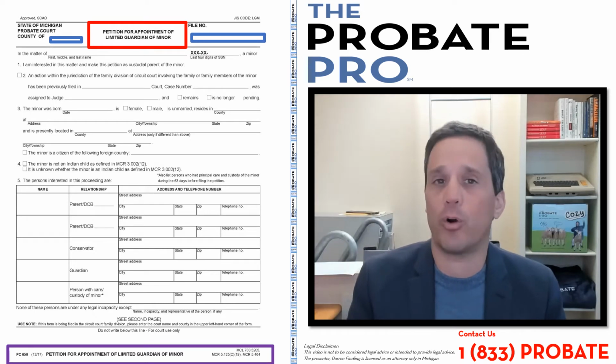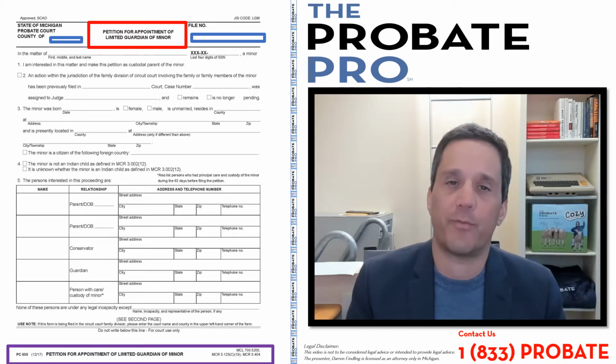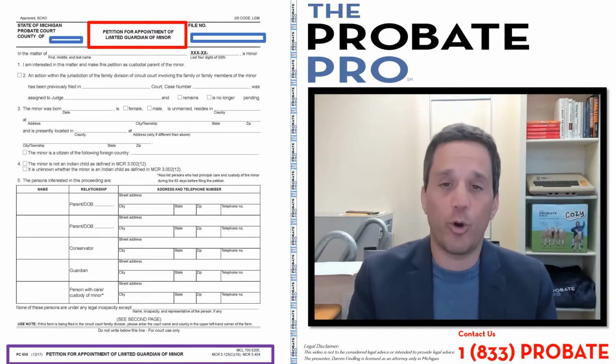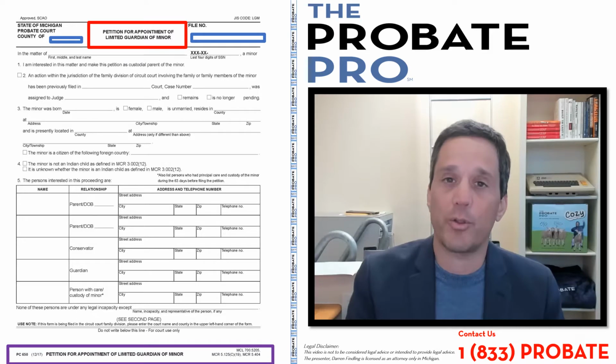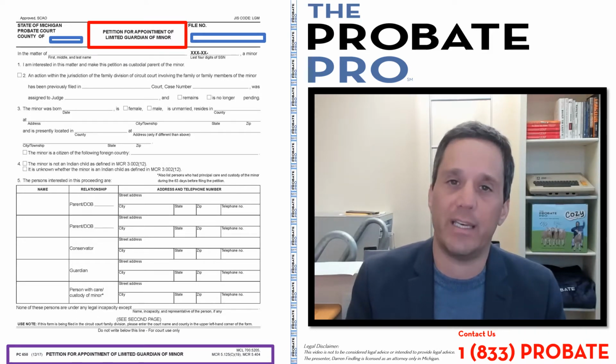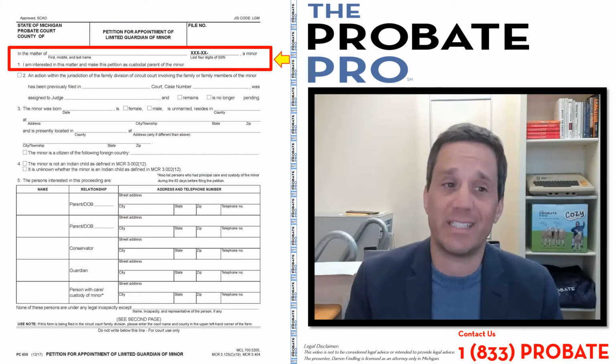In the top left corner is the county in which the individual resides. Top right corner is the case number, and usually when you're filing the petition for a limited guardian of a minor, you don't fill anything in there because they haven't yet assigned the case number. So although there's a spot there for it, it is usually the court that's going to fill in the file or case number. At the top section, it says in the matter of.